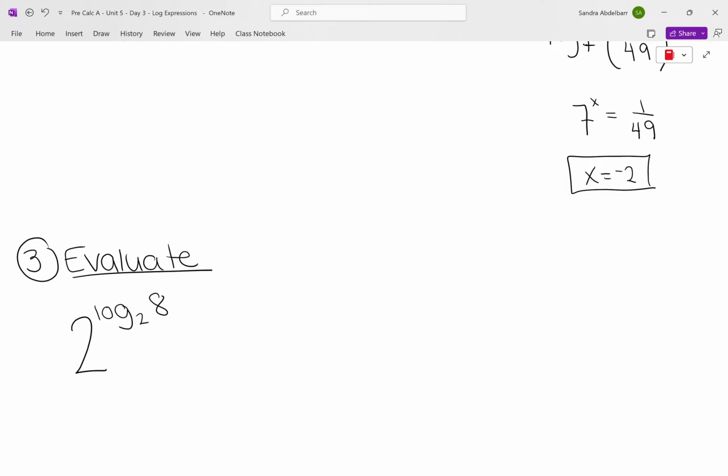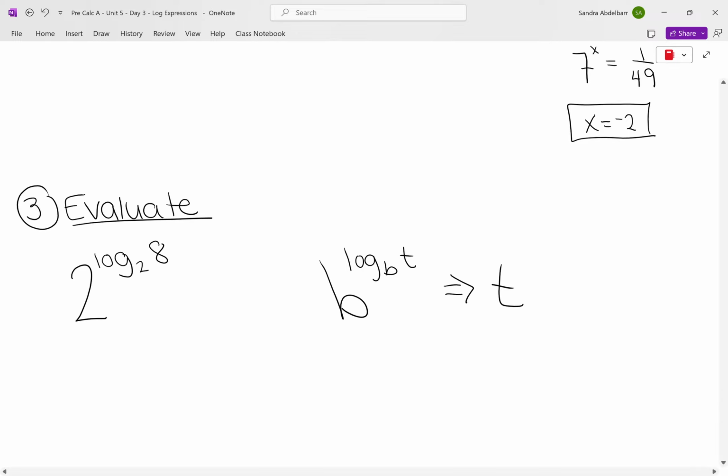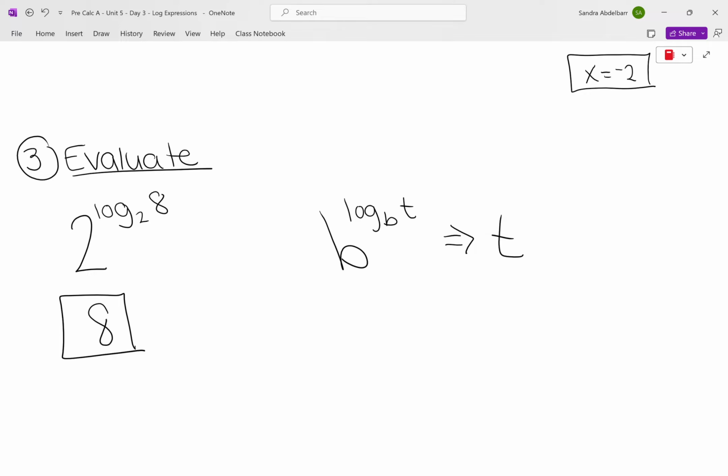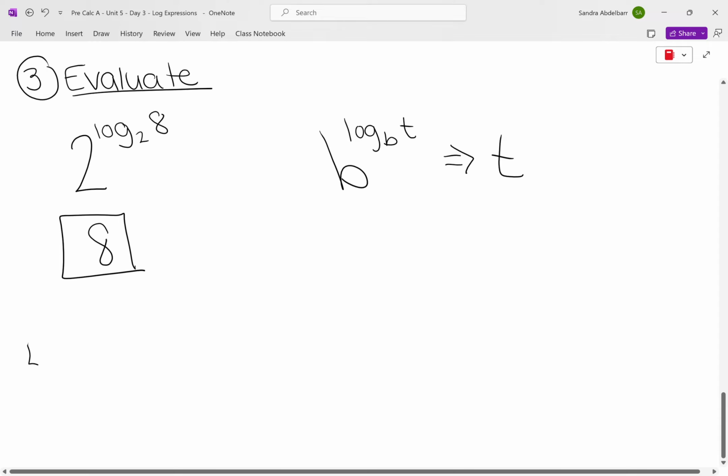What do I really, really want you to realize here? This is 8. Why? It's a shortcut. Isn't this a shortcut? B raised to the log base b of t equals t. So 2 to the log base 2 of 8 has to be 8.